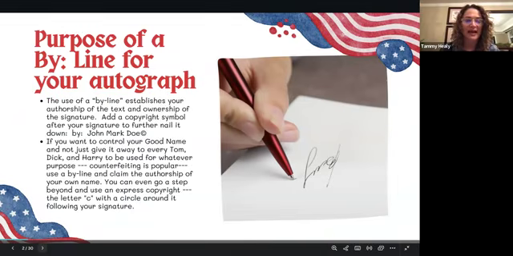You add a copyright symbol after your signature to further nail it down. So, by colon John Mark Doe, of course, the John Mark Doe is in cursive, right? And that is your unique autograph. If you want to control your good name and not just give it away to every Tom, Dick, and Harry to be used for whatever purpose, counterfeiting is popular. Use a byline and claim the authorship of your own name. You can even go a step beyond and use an express copyright, or letter C with a circle around it, following your signature. And that's basically why we always use the copyright after our name.